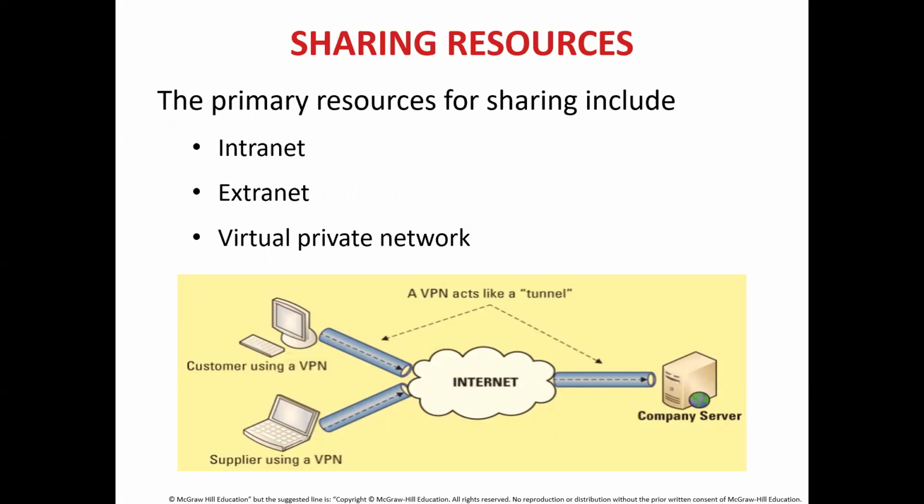Sharing resources. The primary resources for sharing include intranet, extranet, and virtual private networks. Let's have a look at these in more detail. An intranet is a restricted network that relies on internet technologies to provide an internet environment within the company for information sharing, communications, collaboration, web publishing, and the support of business processes. An extranet is an extension of an intranet that is only available to authorized outsiders such as customers, partners, and suppliers.